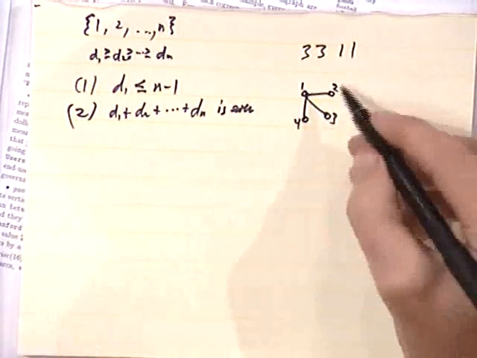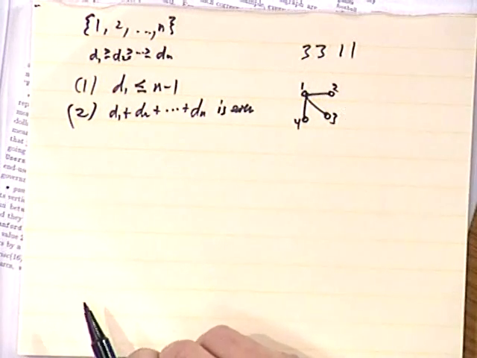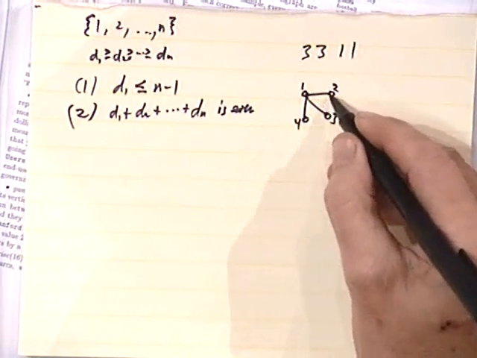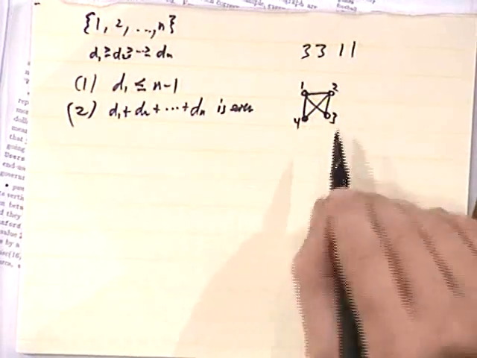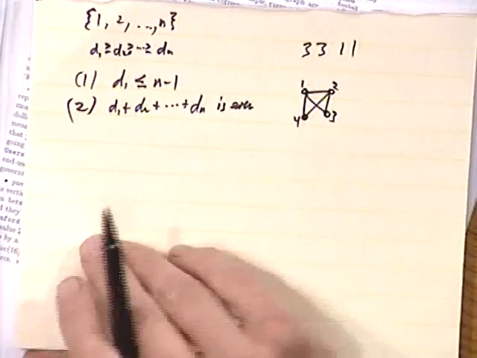So now 2 has to be connected to 3 vertices as well. Okay, fine. So 2 has to be connected to everybody. But now I'm supposed to have 1 and 1. You know, I'm out of luck. So there's something else going on here.